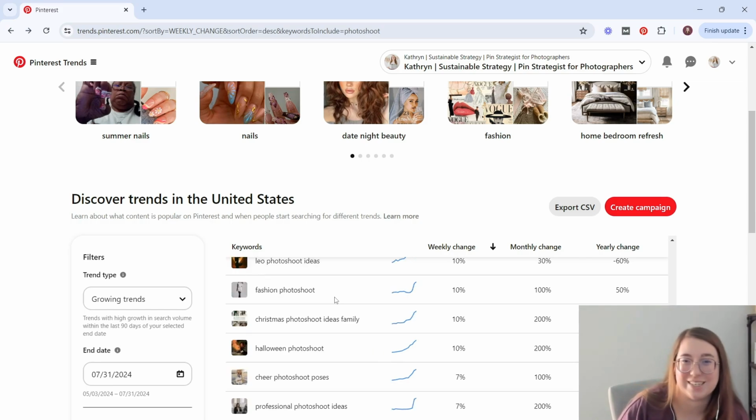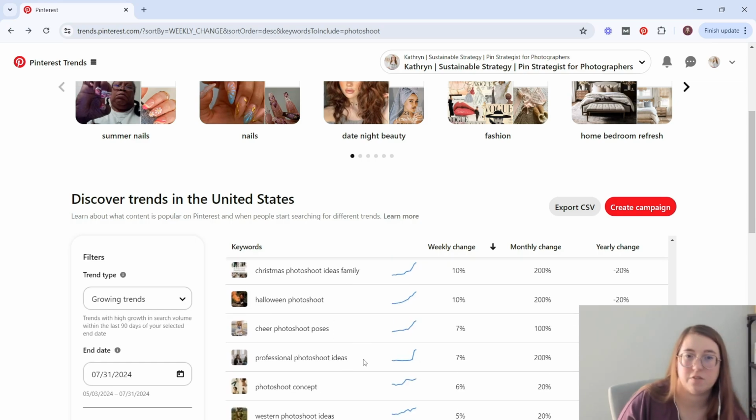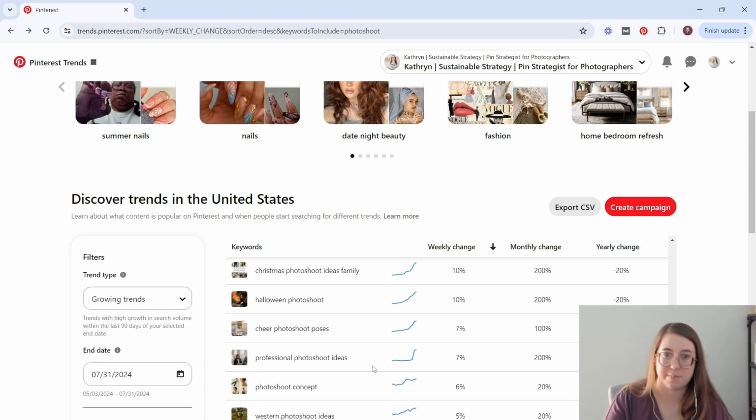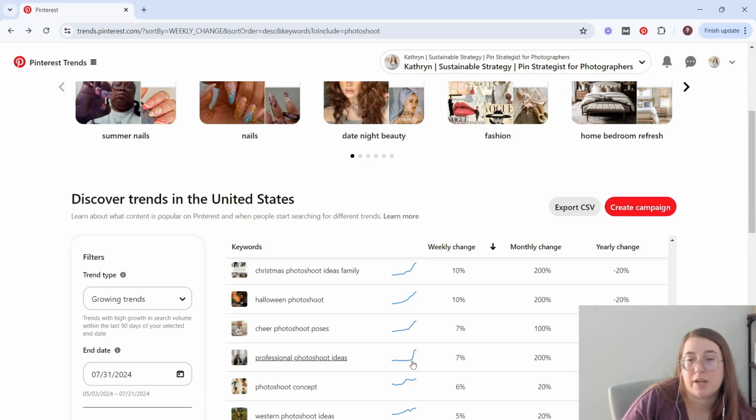Christmas is starting to trend. It's not trending as much as it was last year, but Christmas photo shoot ideas family, you're going to see Christmas in these keywords. Professional photo shoot ideas, and this one has a big spike. So this little blue line over here is that trend graph that we looked at the very beginning. It's starting to rank, and there's a bit of a jump here this month.